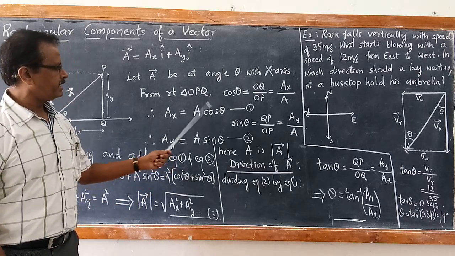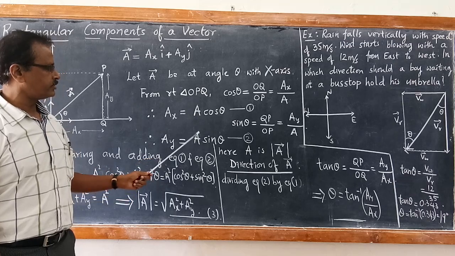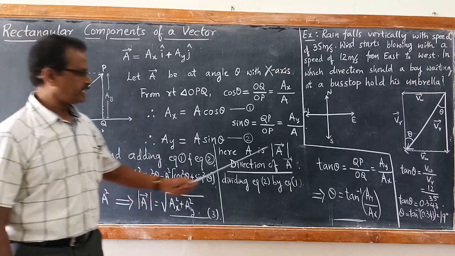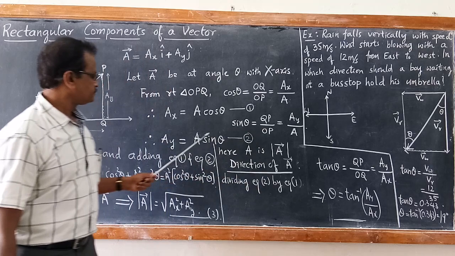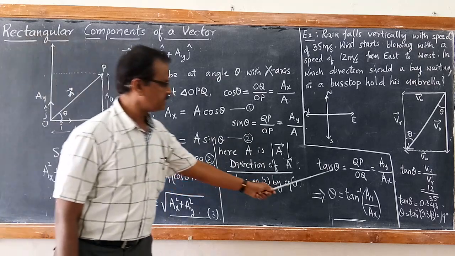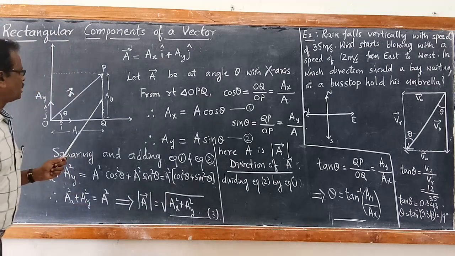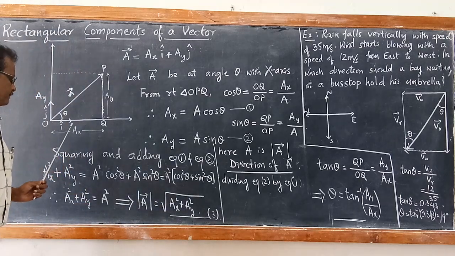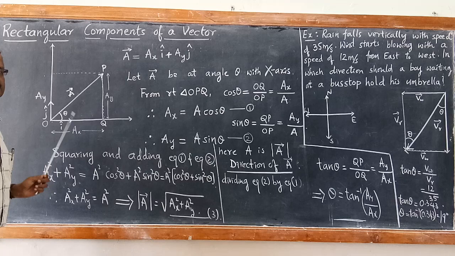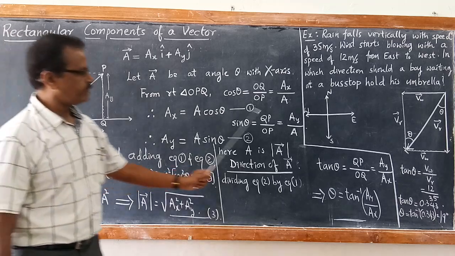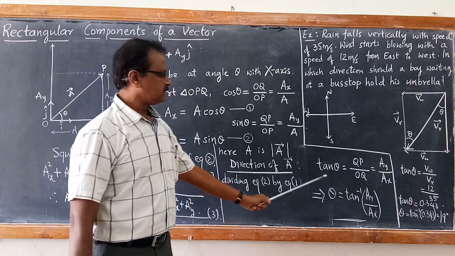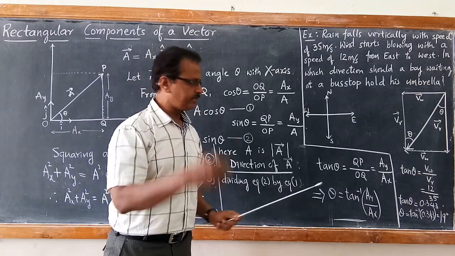A sin theta by a cos theta. A cancels, so you are left with tan theta. So tan theta is equal to ay by ax. Opposite by adjacent gives us tangent of the angle theta. So tan theta equal to ay by ax implies theta is equal to tan inverse of ay by ax.